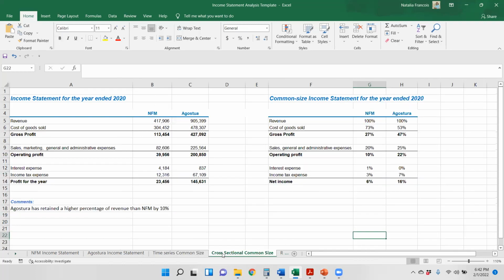So on cross-sectional now, I list the items I want to examine. The main things: cost of goods sold, sales, interest expense, income taxes. Now I'm performing the same analysis, meaning the item over revenue, cost of goods sold over revenue, but I'm just doing it for the other company, for 1 year. So I'm just comparing them for 2020. NFM was 73%. But how did Angostura do in the same environment? Their cost of production is less.